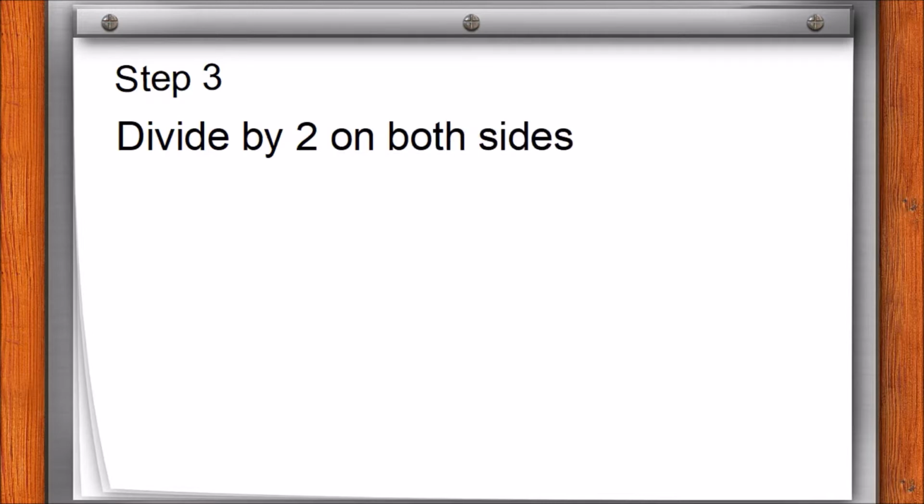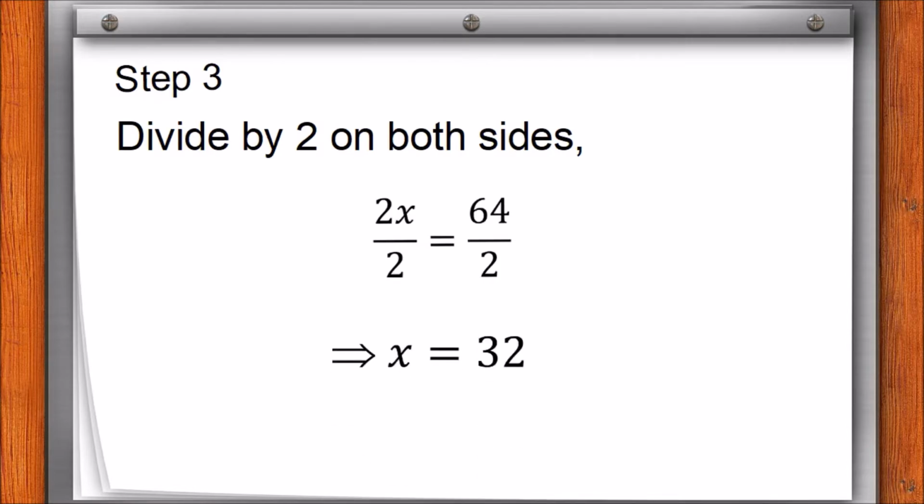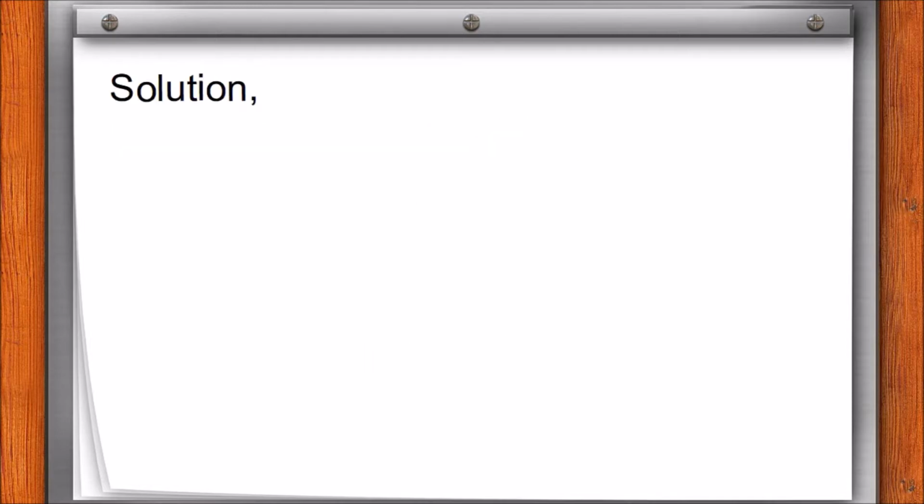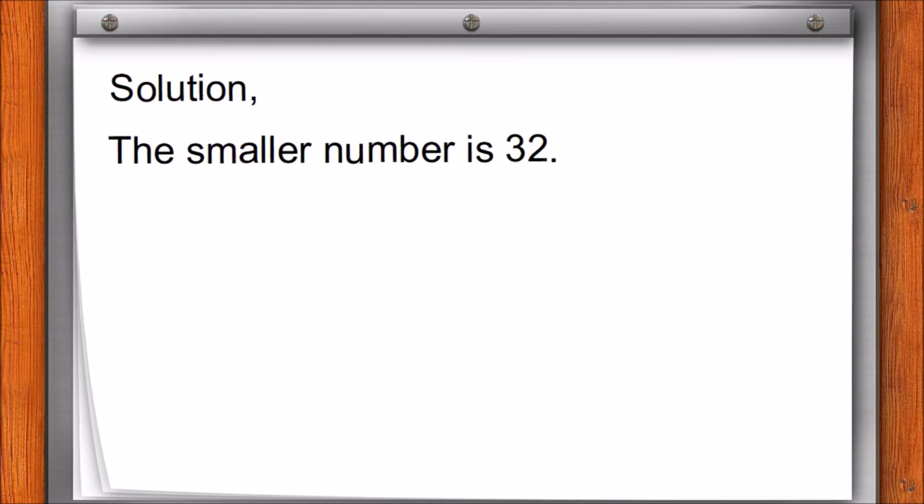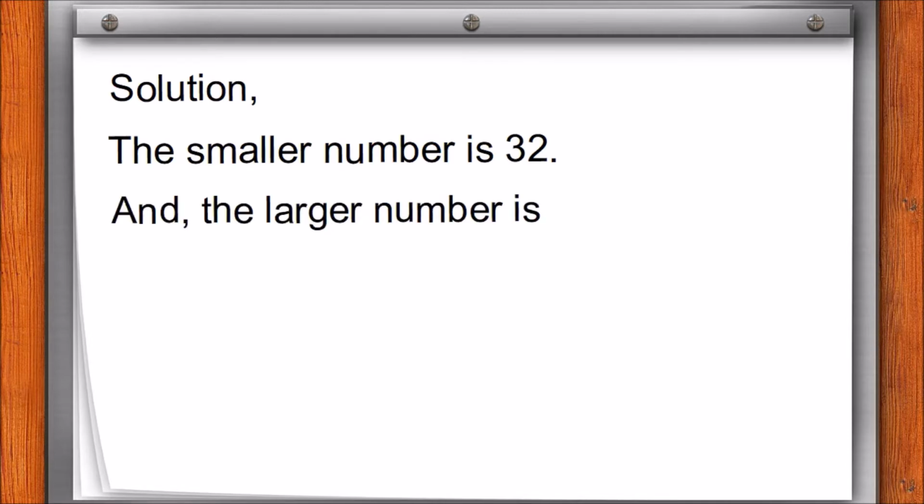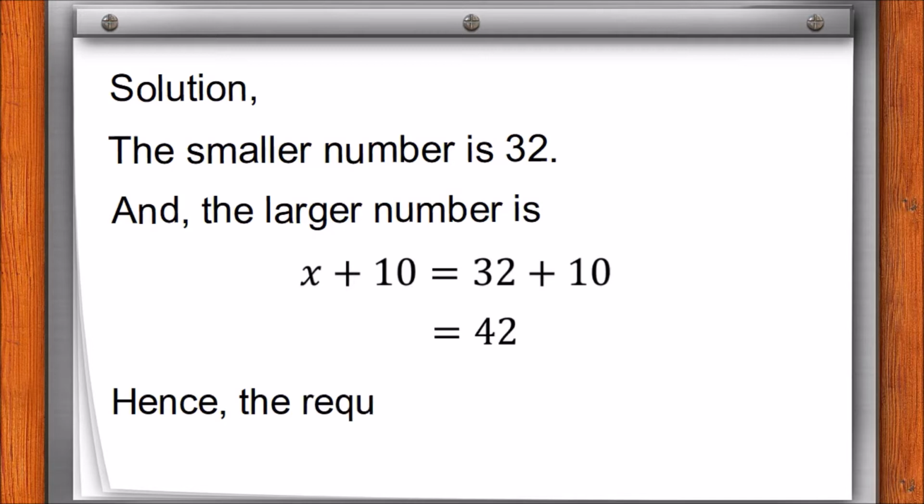Step 3. Divide by 2 on both sides. We get 2x by 2 equals 64 by 2, which implies that x is equal to 32. Solution. The smaller number is 32, and the larger number is x plus 10 equals 42. Hence, the required numbers are 32 and 42.